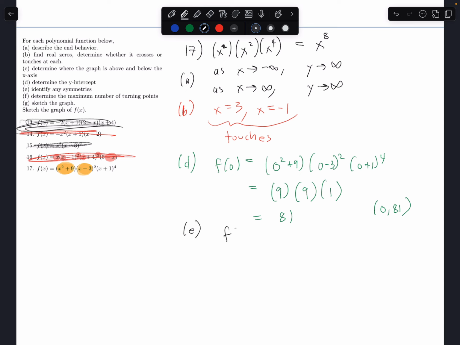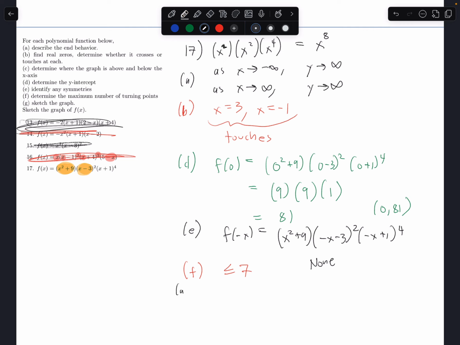Okay, symmetries. f of negative x is going to be x squared plus 9, so that part's looking good so far. But then I'm going to get a negative x minus 3 and the whole thing falls apart. So none, no symmetries. It doesn't match the original f of x or negative f of x. Okay, part F: there are at most 7 turning points.